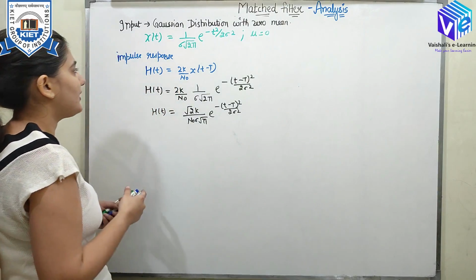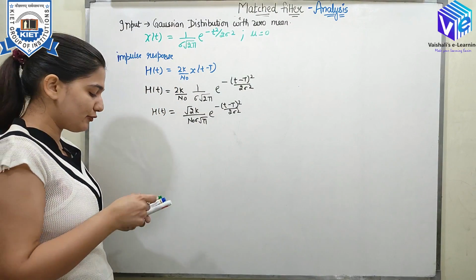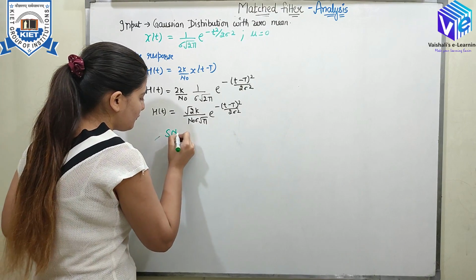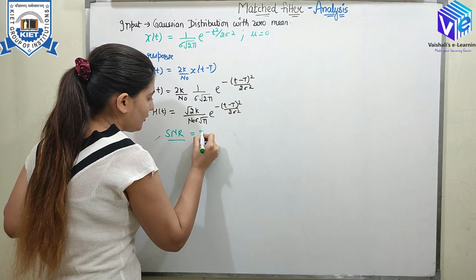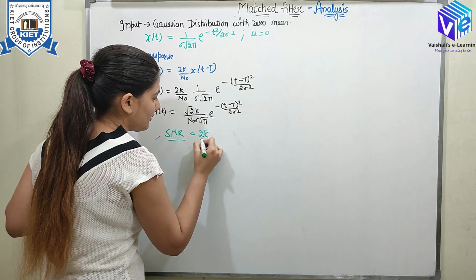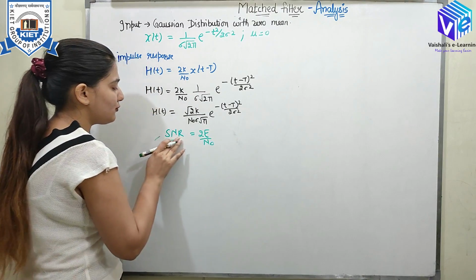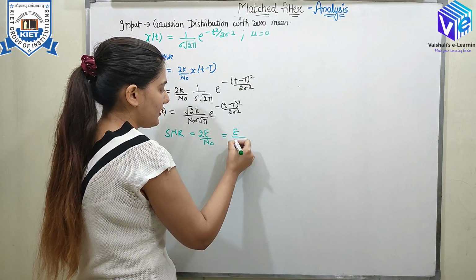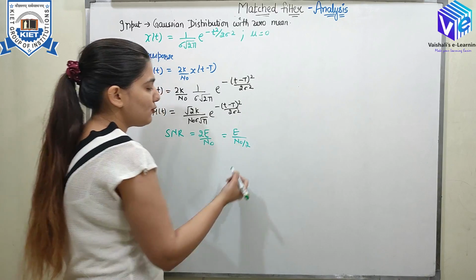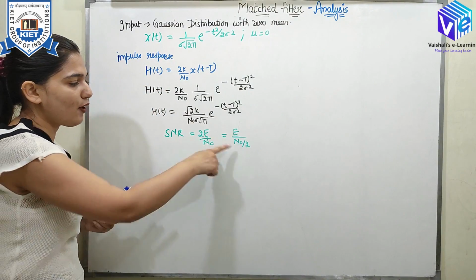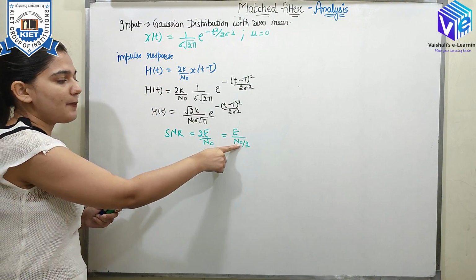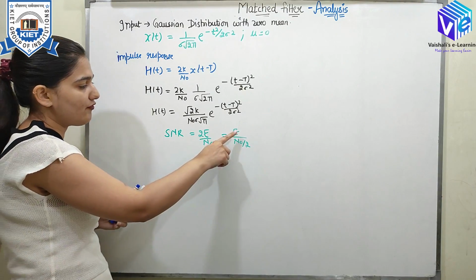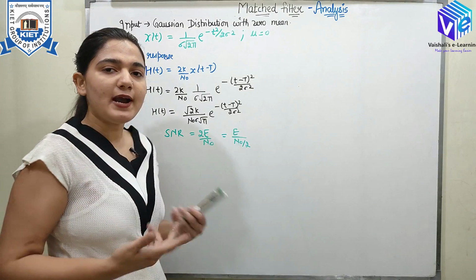Now I need to find out the second parameter, which is the signal to noise ratio. SNR is equal to 2E by N naught. How was it equal to 2E by N naught? E is the energy of the input, and N naught by 2 was the power spectral density of the noise. So input upon the noise will give me the SNR value. Now I need to find out E, because N naught by 2 is a constant.